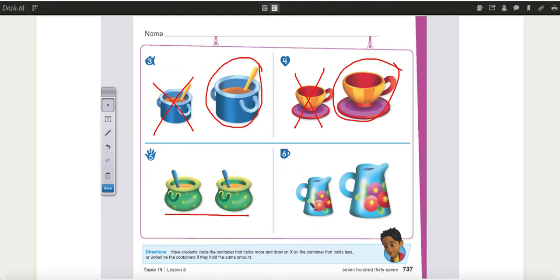Last one, number 6, what can you tell me about these two? Yes, the first container is smaller, so it holds less. The second container is larger, so it can hold more.